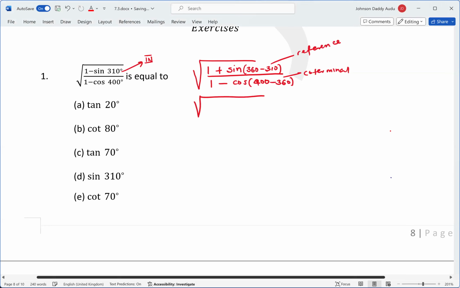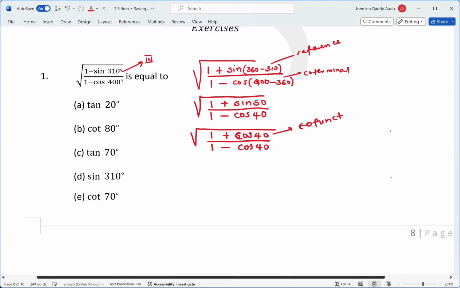So this will be 1 plus sine of 50 over 1 minus cosine of 40. And this is the same thing as 1 plus cosine of 40 over 1 minus cosine of 40. Here we use cofunction identity. So now you see everything in terms of cosine. So we have to look at our options. This definitely looks like tan, the half angle of tan, right?